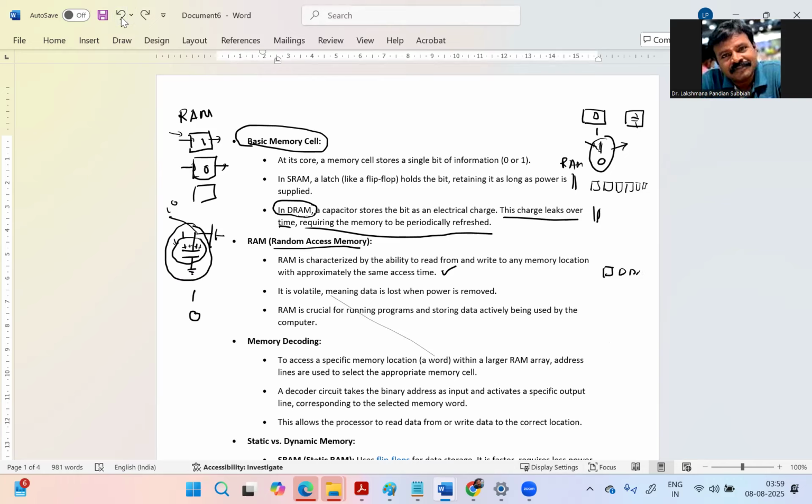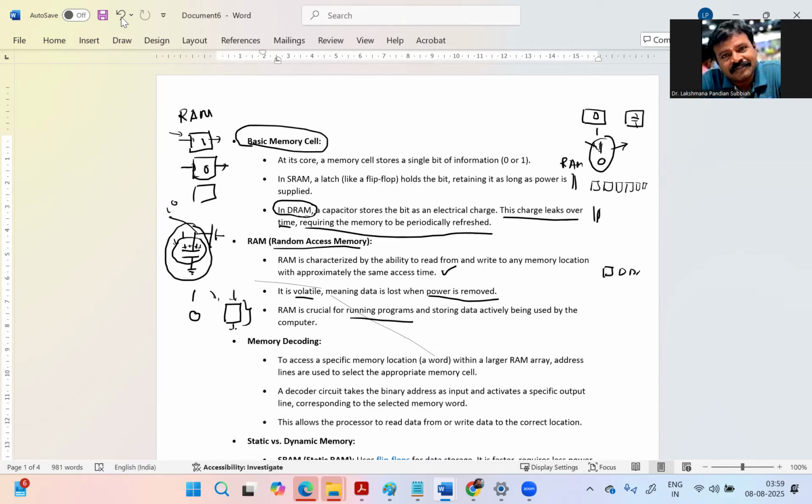Right. Now it is volatile. RAM memory is volatile, meaning that the data is lost when the power is removed. RAM is crucial for running programs and storing the data actively being used by the computer. While the power is on, we can store and retrieve data. If the power is off, then the RAM memory content is going to be erased.